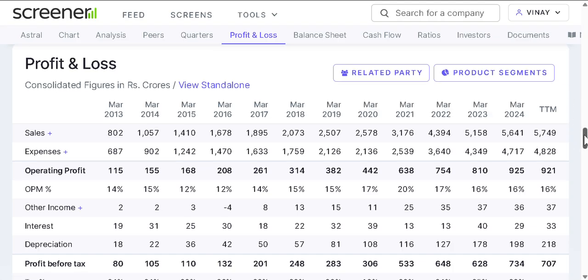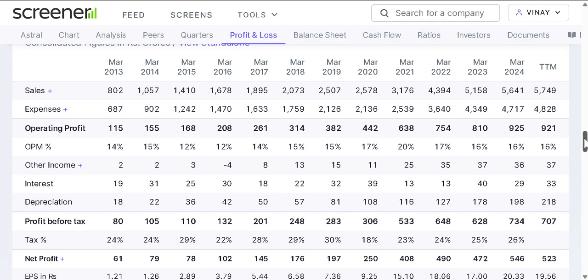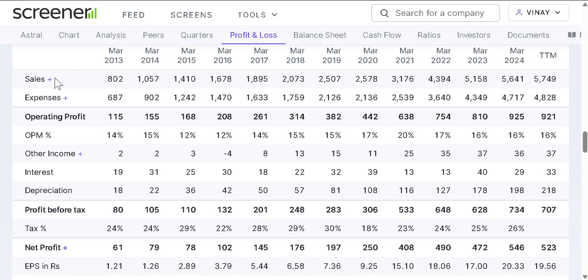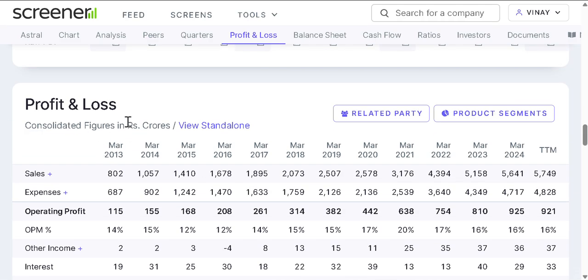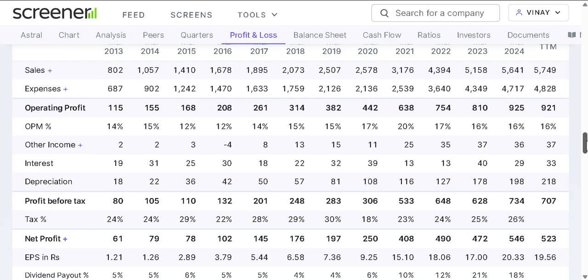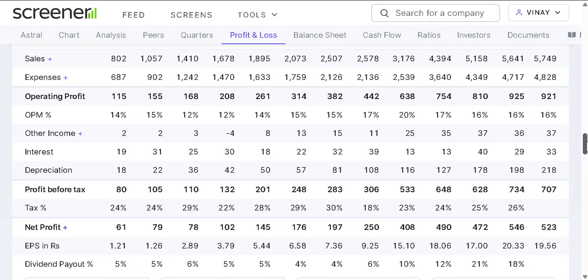Now, first we will go one by one. First is the sales. So, sales is the revenue which we have all seen, and this is all in crores. Okay. It is written here in crores. Okay. So this is in crores. This is a big company. Astral is a big company. So it is in crores. So first is the sales. Okay.